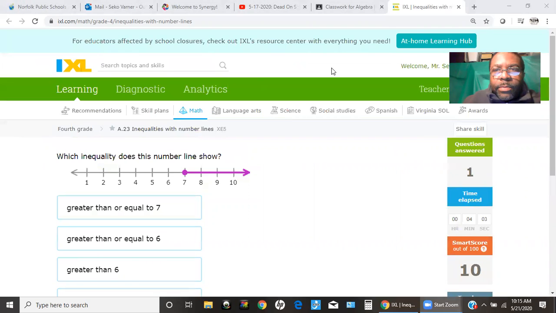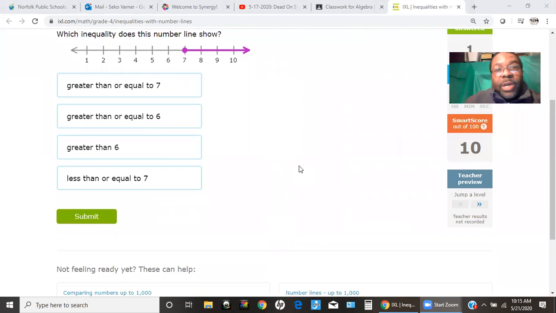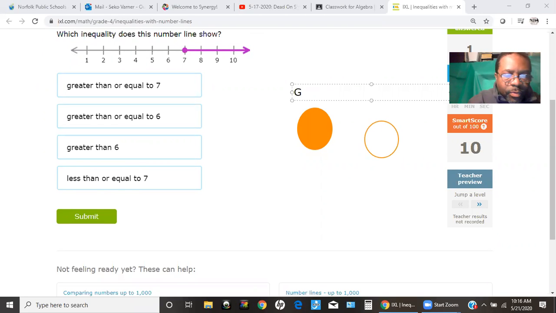Okay, so let me put this at the bottom. All right, so here's the next problem. Which inequality does this number line show? Oh, so look, I'm seeing that I have a darkened circle, right? Now, what's the difference between a darkened circle and an open circle? Okay, well, a darkened circle is going to be greater than or equal to. I spelled equal wrong. EQUAL, equal to. Okay, so that's going to be the darker circle.